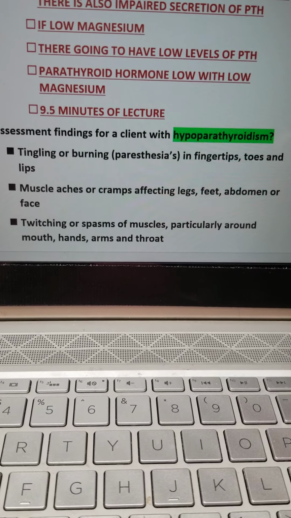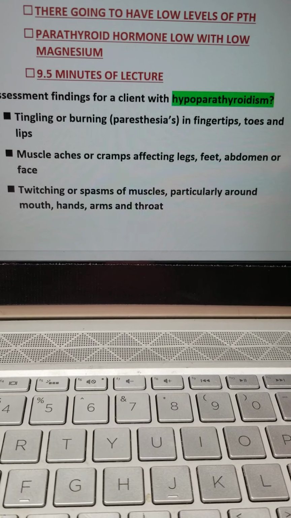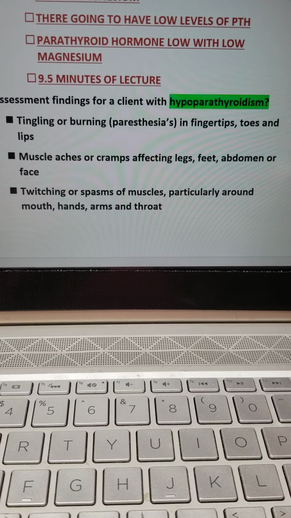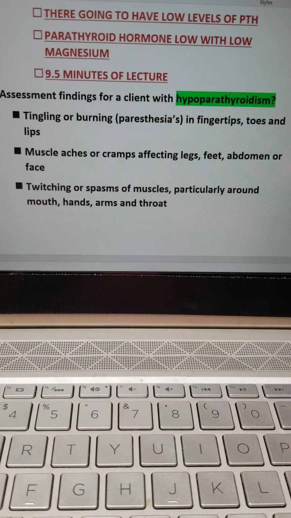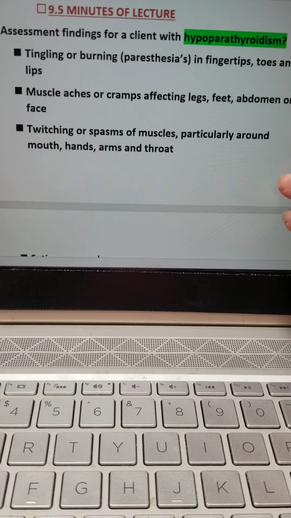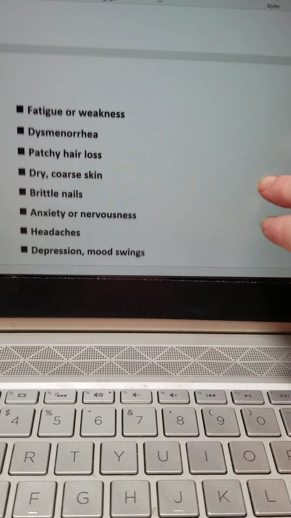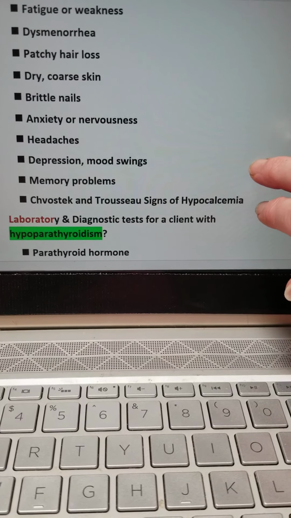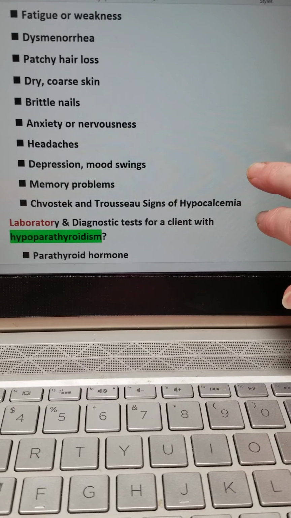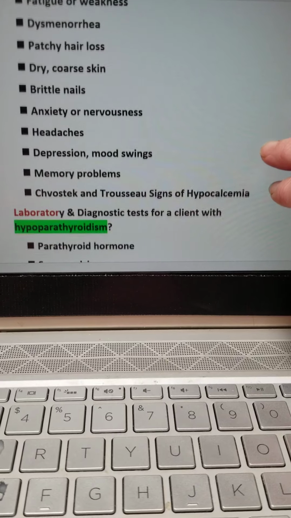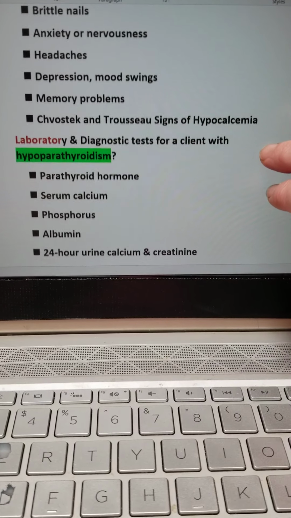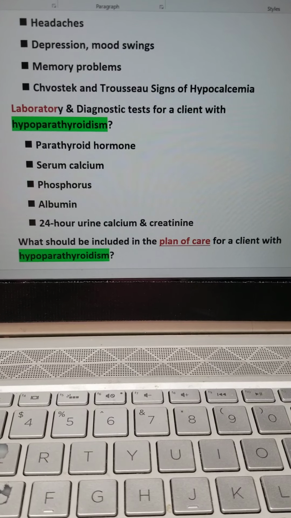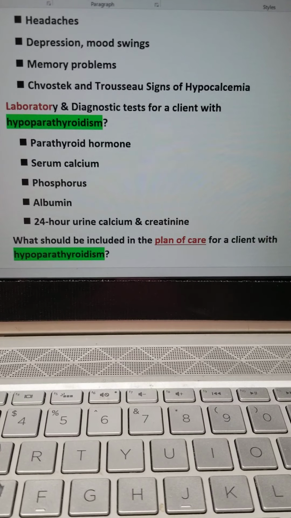Assessment findings for a client with hypoparathyroidism: you're going to have tingling or burning, paresthesias in fingertips, toes, and lips, muscle aches or cramps affecting legs, feet, abdomen, or face, twitching or spasms of muscles, particularly around mouth, hands, arms, and throat. Other signs and symptoms of hypoparathyroidism are fatigue or weakness, dysmenorrhea, patchy hair loss, dry, coarse skin, brittle nails, anxiety or nervousness, headaches, depression, mood swings, memory problems, and Chvostek and Trousseau signs indicating hypocalcemia. Remember, with low calcium, you have low magnesium.